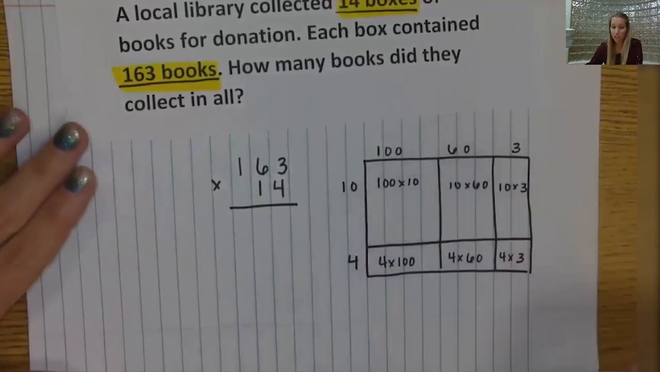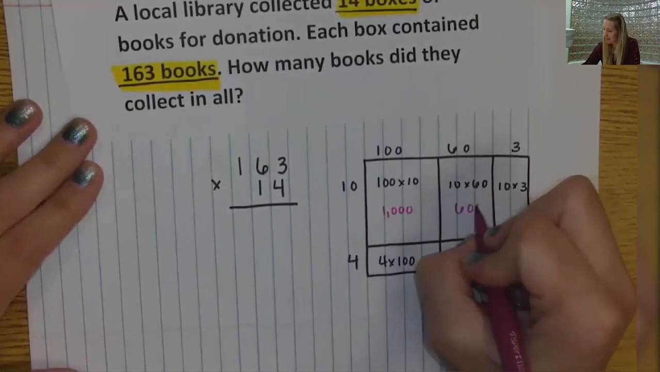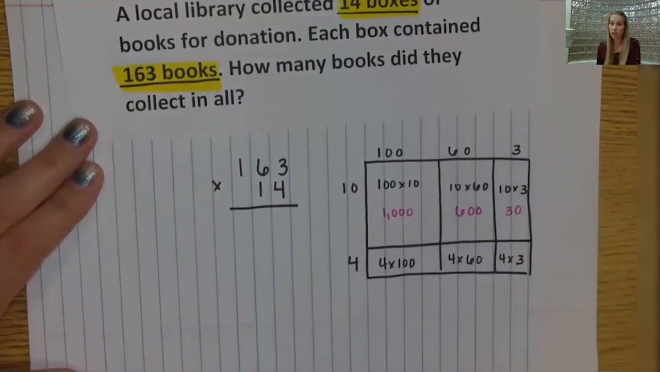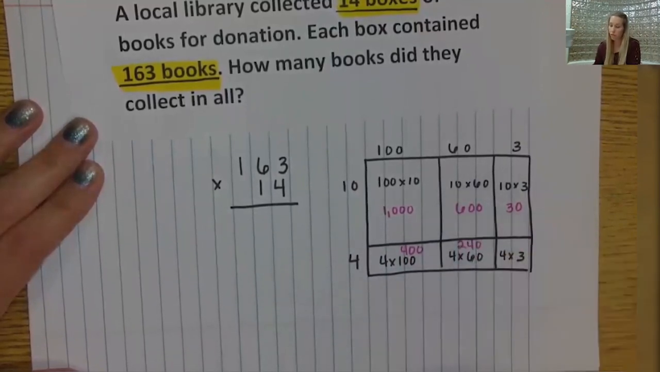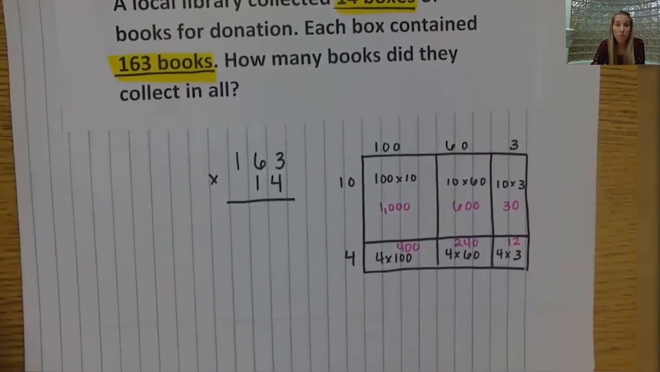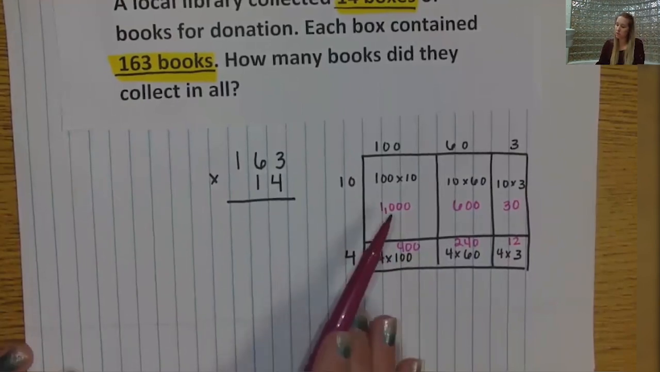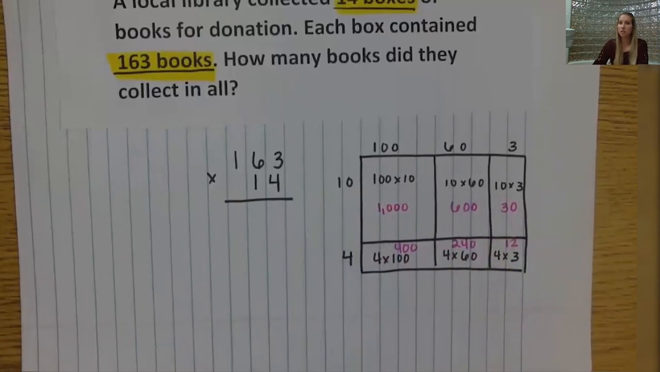Excellent. Check your work. Did you get 1,630, 400, 240, and 12? What did you just find? That's right, you just found all the partial products for that question. Now, I'm hoping you're noticing some connection to multiplying by powers of 10. Do you see the multiples of 10? 100, 10, 10, 60 is a multiple of 10, 10. We have lots of multiples of 10 in our partial products here.